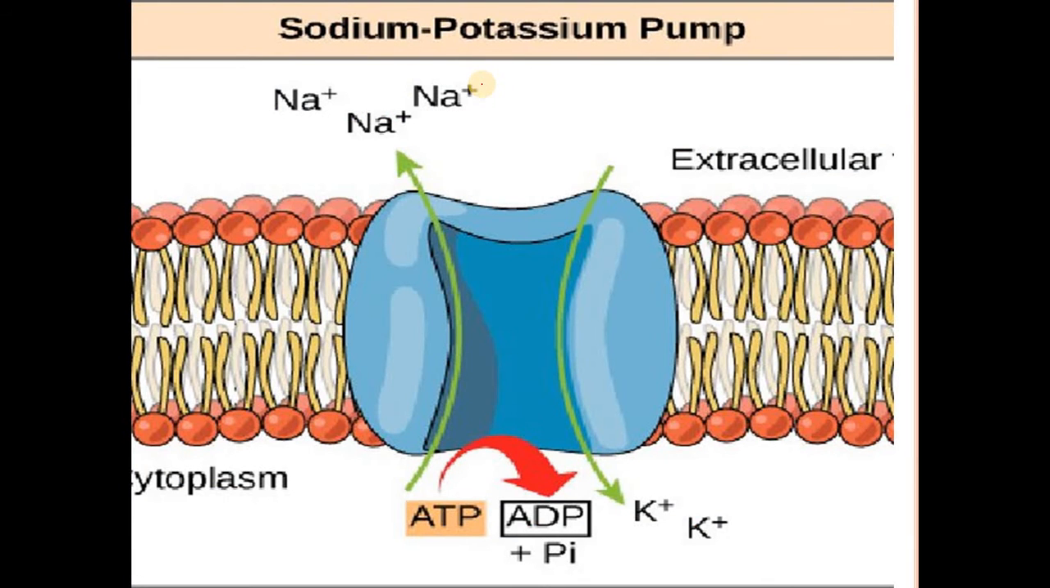So this is the sodium potassium pump, in which there is a cell membrane. Outside the cell is the extracellular fluid, and inside the cell is the intracellular fluid. So this is the cytoplasm. Here ATP is converted into ADP, and 3 Na plus ions go outside of the cell and 2 K plus ions go inside of the cell. So this is the skeleton structure of the sodium potassium pump.